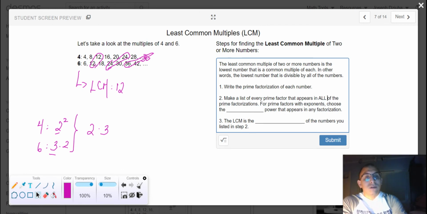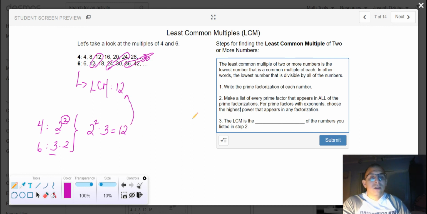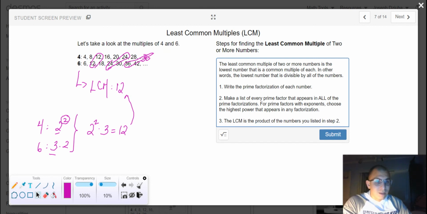For prime factors with exponents, whereas with the greatest common factor we selected the lowest exponent, we want the highest power. In this case, the highest power for the 2 is the second power. And if we multiply this expression correspondingly, we get 12. So that part at least remains the same.